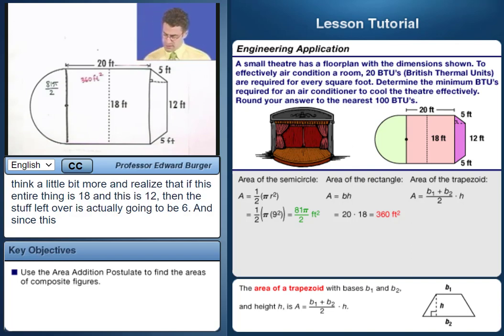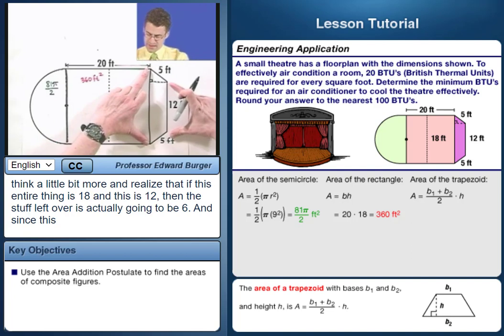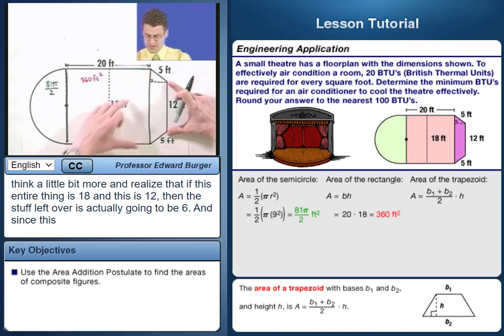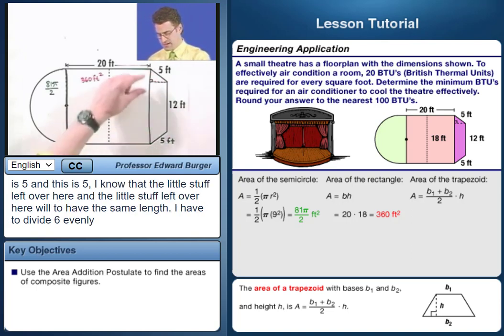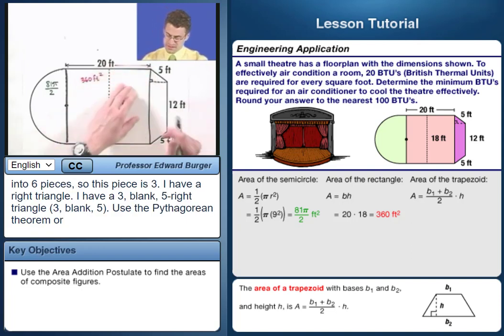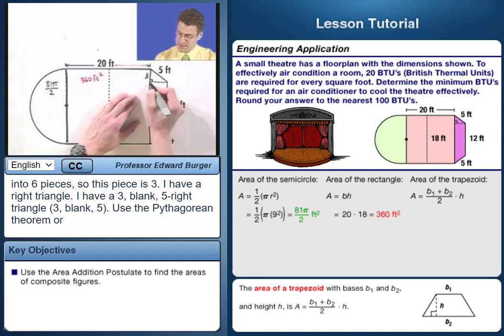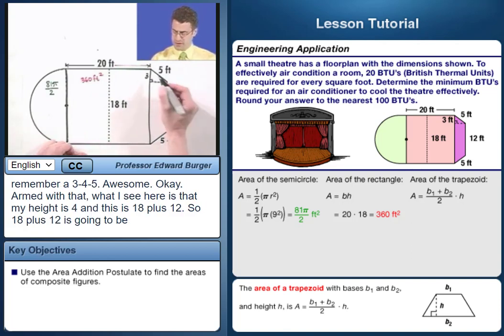All right, so let's think a little bit more and realize that if this entire thing is 18 and this is 12, then the stuff left over is going to be 6. And since this is 5 and this is 5, I know that the little stuff left over here and here are going to have the same length. So I have to divide 6 evenly into 2 pieces, so this little piece right here is 3. I've got a right triangle, a 3, blank, 5 right triangle. Use the Pythagorean theorem, or remember a 3, 4, 5. Awesome. Now armed with that, what I see here is that my height is 4.